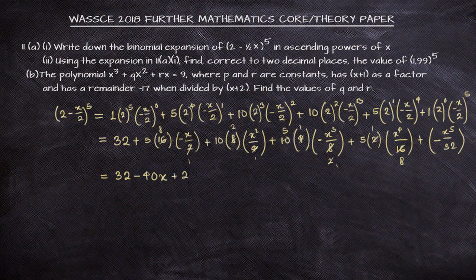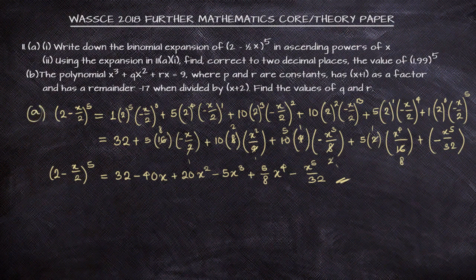Then plus 10 times 2 is 20, and our x squared. Now we have minus 5x cubed, because 5 times minus x cubed is minus 5x cubed. The next term will be positive. This will be plus 5 over 8 multiplied by x raised to power 4. Then minus x raised to power 5 divided by 32. And our question has been solved in ascending powers of x. We have been able to evaluate 2 minus x over 2 raised to power 5 in ascending powers of x from 0, 1, 2, 3, 4, and 5. And that is the solution to our part A question.